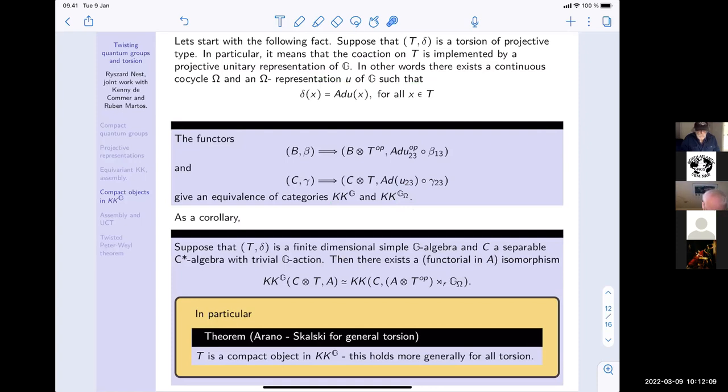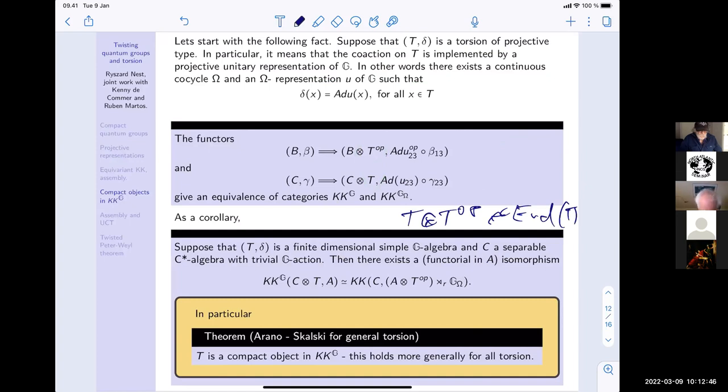Now, these two categories are actually equivalent. The equivalence is fairly simple. One way you tensor with T opposite and the other way tensor with T. Going back and forth means that you tensor with T, tensor T opposite, which is actually endomorphisms of T. So going back and forth is the Morita equivalence. So these two categories are really equivalent.